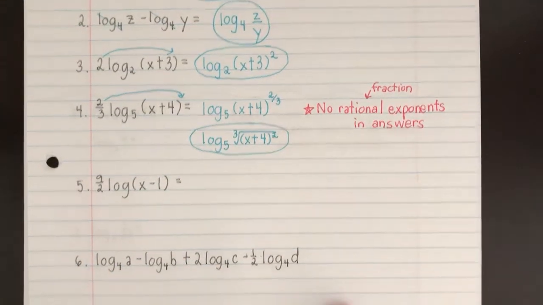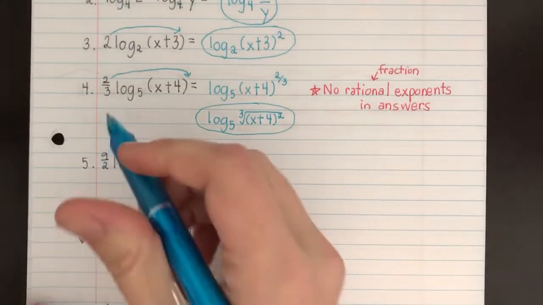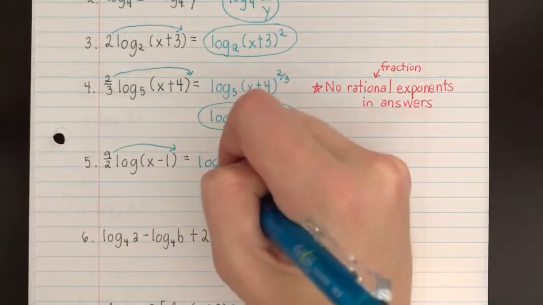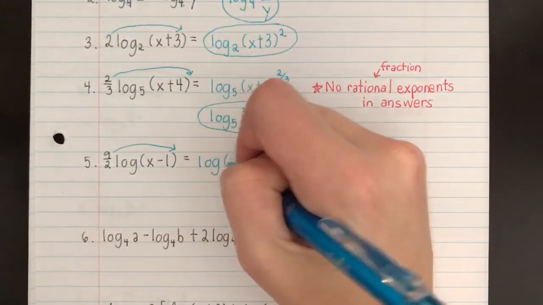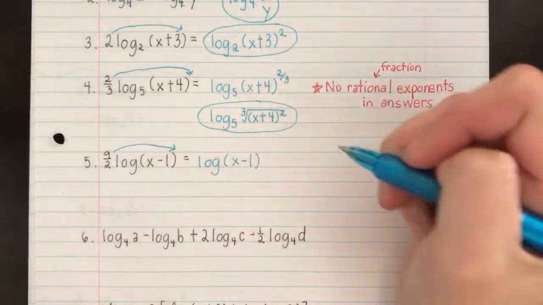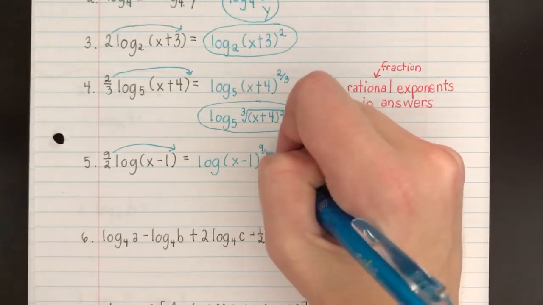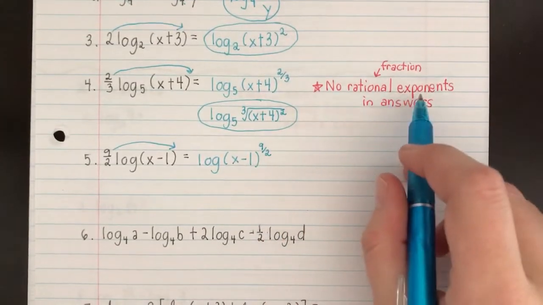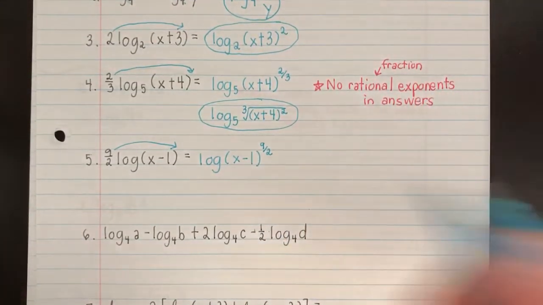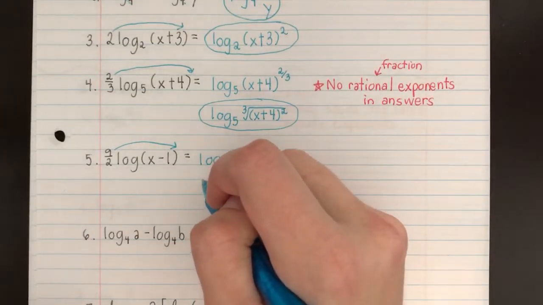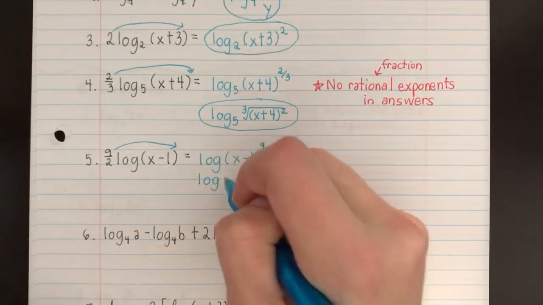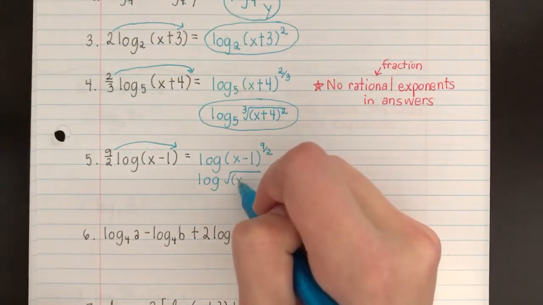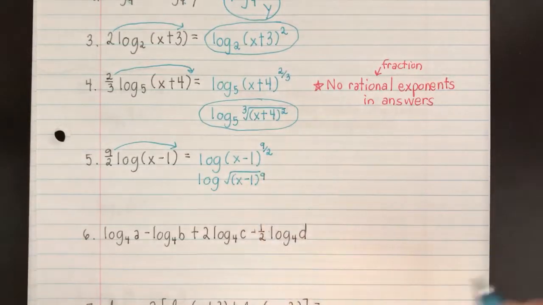Okay, so now on number 5, again, similar situation where you bring that exponent up. So we'd have log base 10, remember base 10, of the quantity x minus 1 to the 9/2 power. So again, for today no rational exponents. Okay, so here on this one, that means log of square root x minus 1 raised to the 9th.